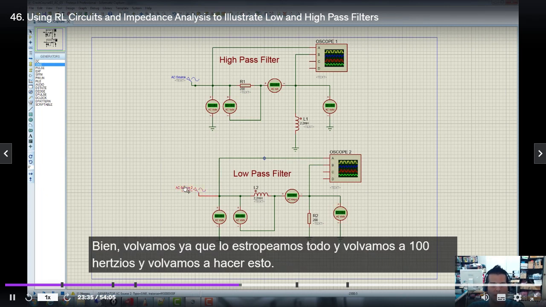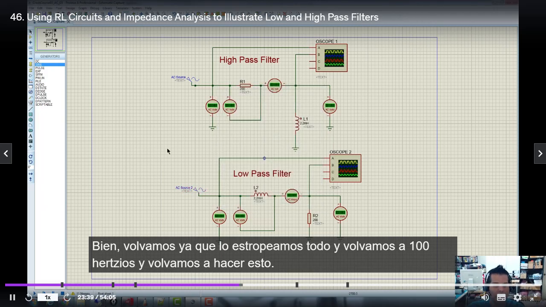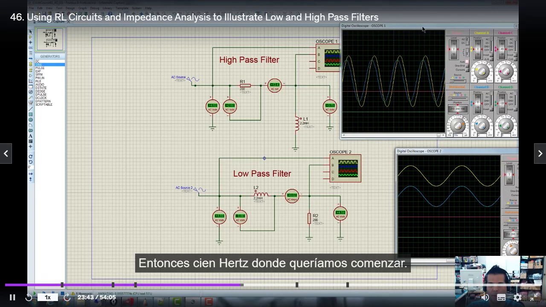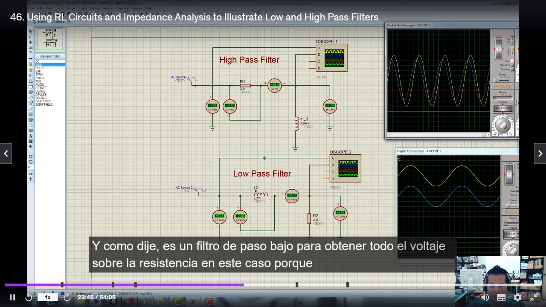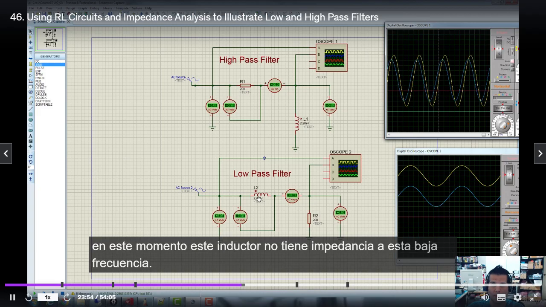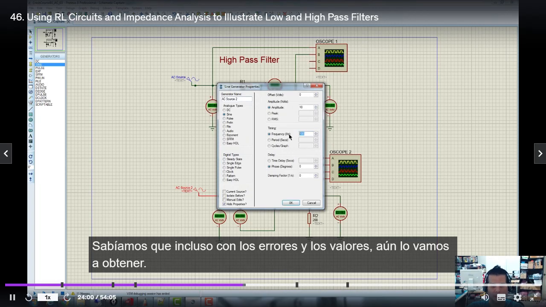All right, so since we messed everything up, let's go back to 100 hertz and do this again. So 100 hertz, where we wanted to start. And as I said, it's a low pass filter. We're going to get all the voltage over the resistor in this case, because right now this inductor has no impedance at this low frequency. All right, good. We knew that. Even with the mistakes in the values, we're still going to get that.